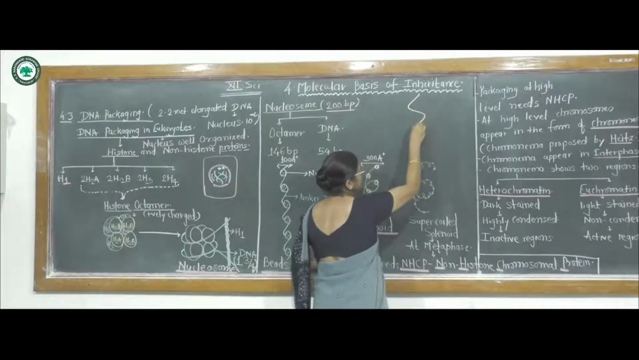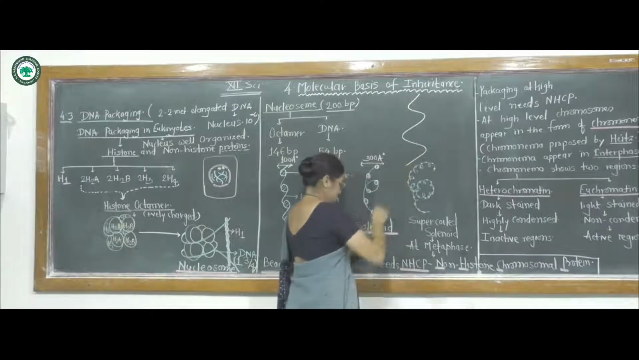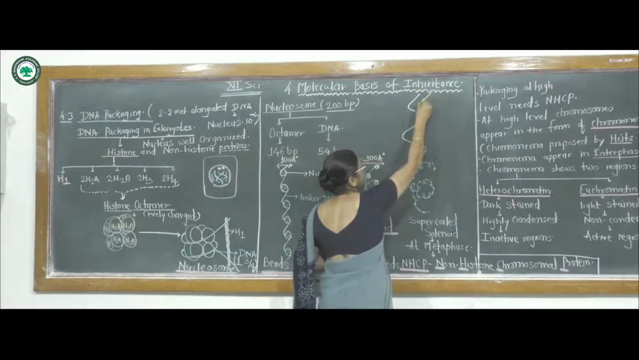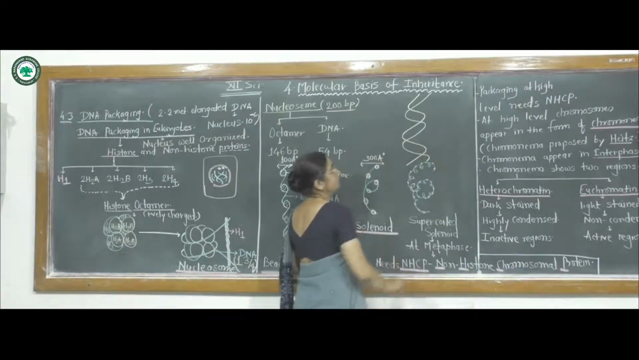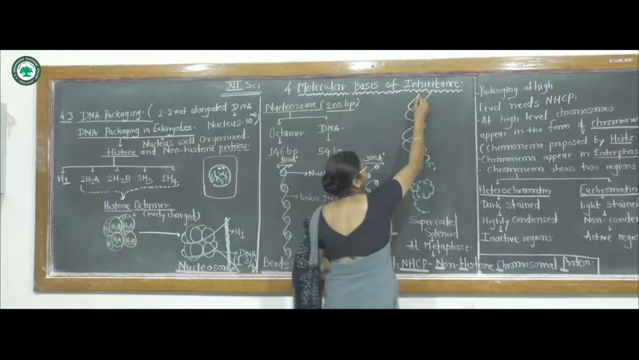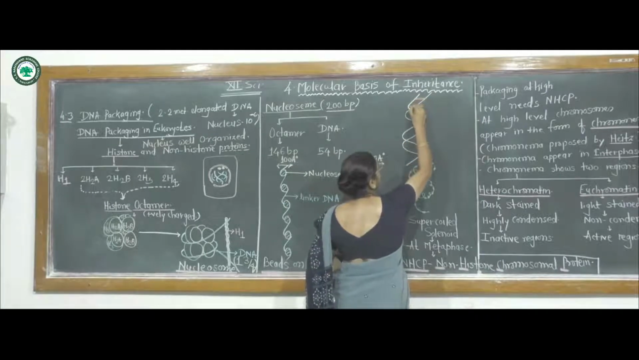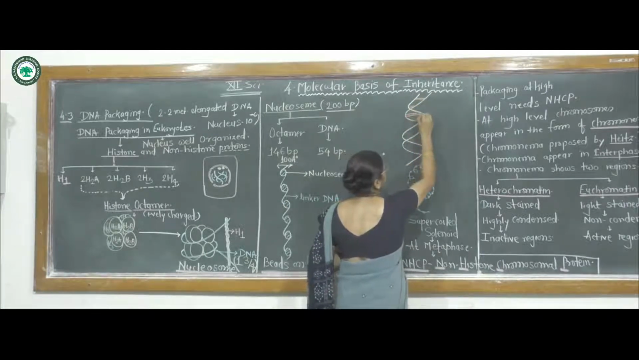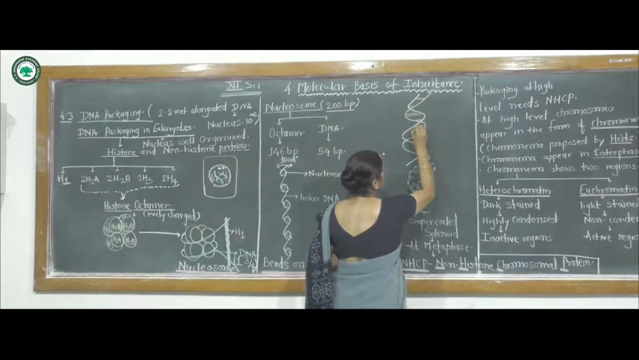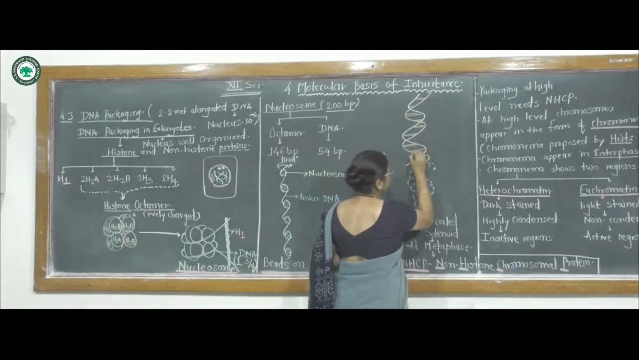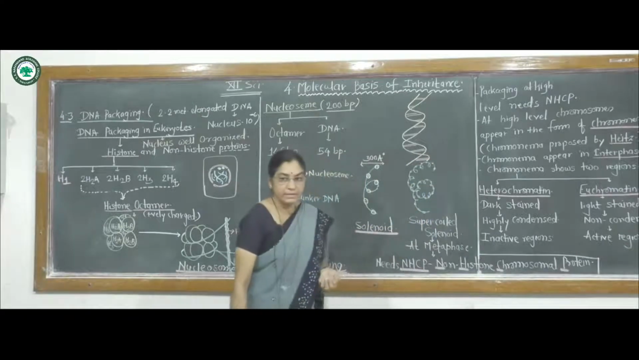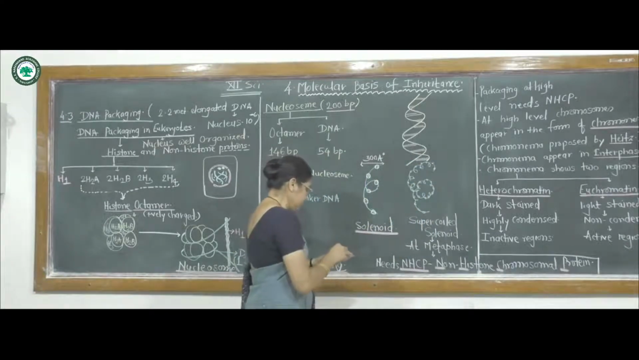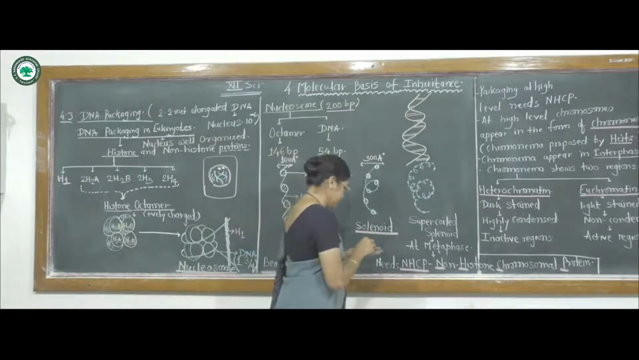the basic structure of the DNA. The DNA is a double helical, double stranded structure. The two strands of the DNA are held together by the hydrogen bonds which appear between the two complementary nitrogen bases. The two complementary nitrogen bases are present on the complementary strands of the DNA. And which are the two complementary nitrogen bases?